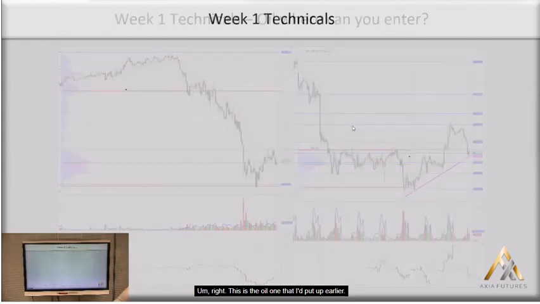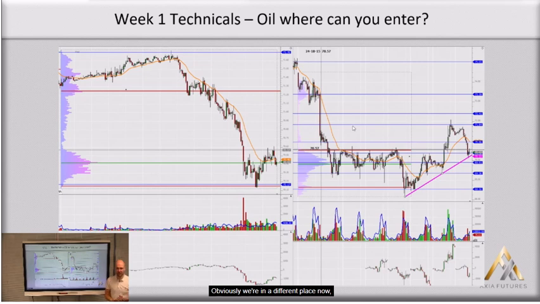Right, this is the oil one that I put up earlier. Obviously, we're in a different place now. But part of the reason for putting it up was partly along that line of technical analysis being there to help you do something you want to do. So take, for example, oil. I think the hourly we talked about earlier sets up quite clearly.